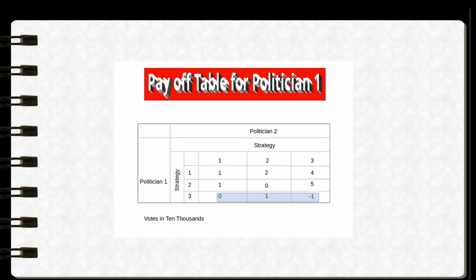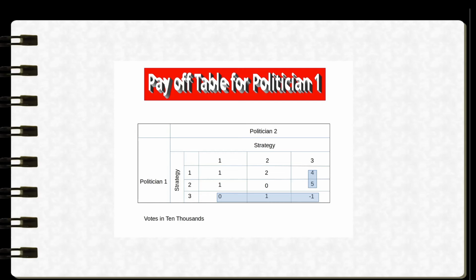Now let's come up to strategy of politician 2. Politician 2 will eliminate strategy number 3. He will do so because if he takes strategy number 3, he knows that he stands to lose by 40,000 or 50,000 votes. So he will eliminate the strategy.